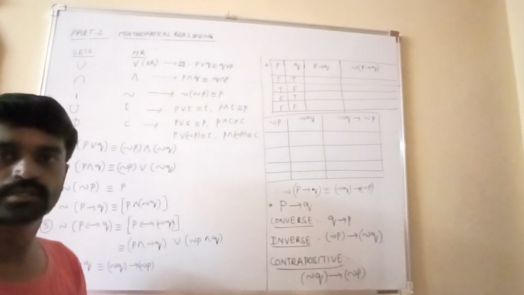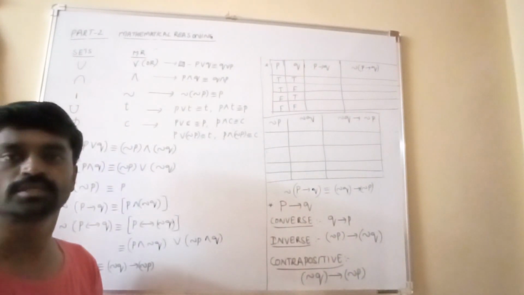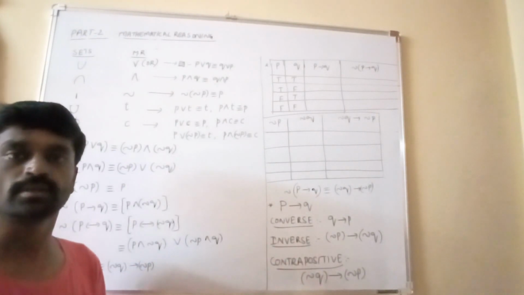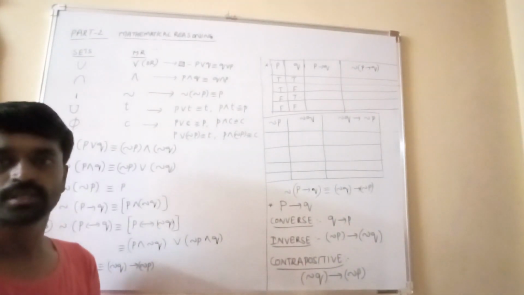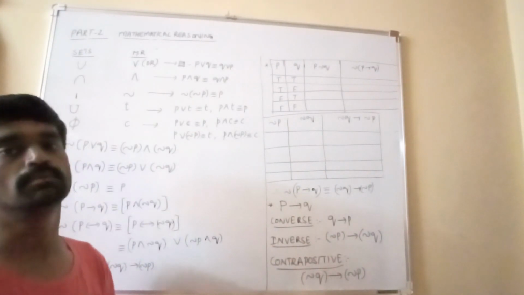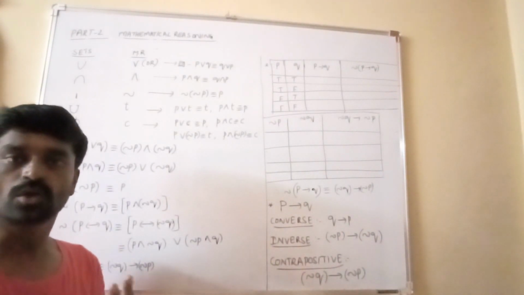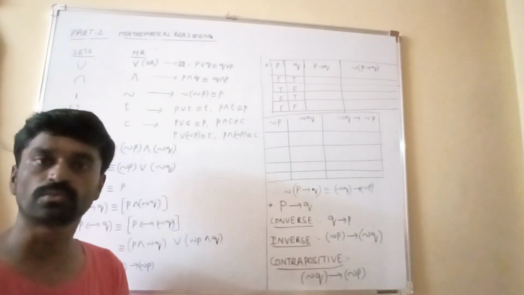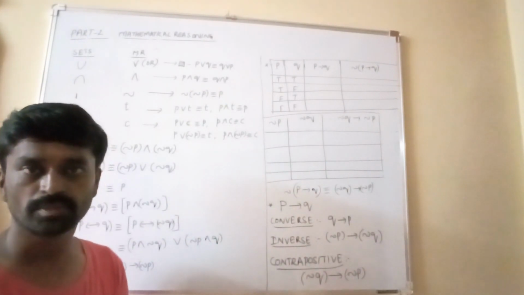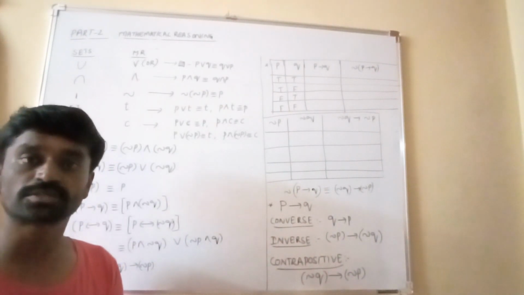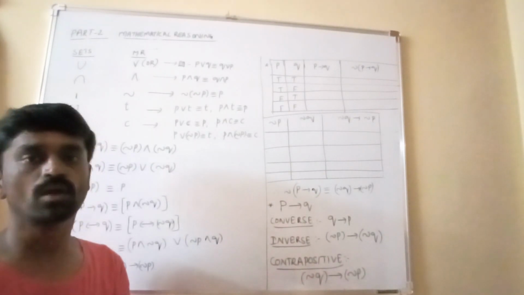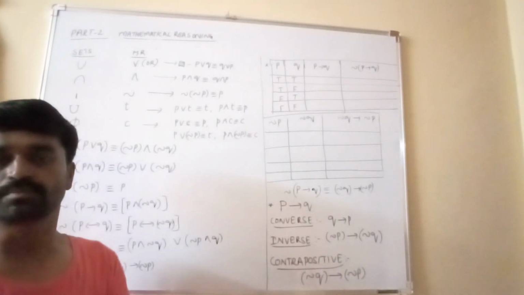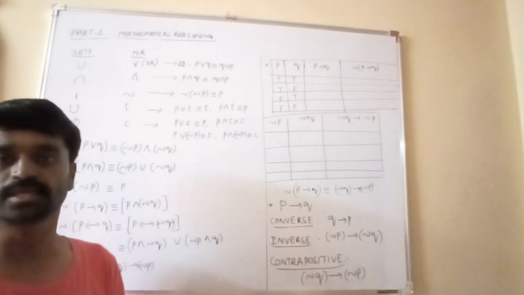First I'm going to discuss one definition, which is called logical equivalence. When we say that two statements are equal, nothing but equivalent, that means they are giving the same meaning. Two compound statements are equivalent if the truth values of both compound statements are the same in all combinations. Then only we can say that those two compound statements are logically equivalent.